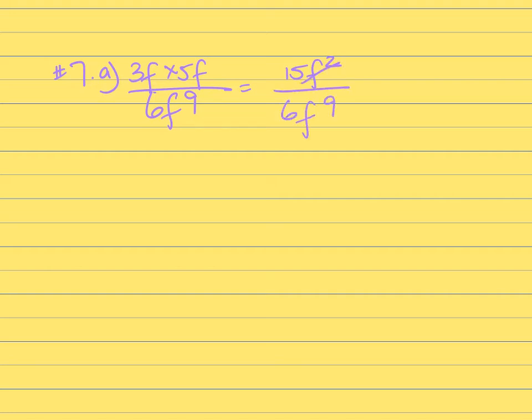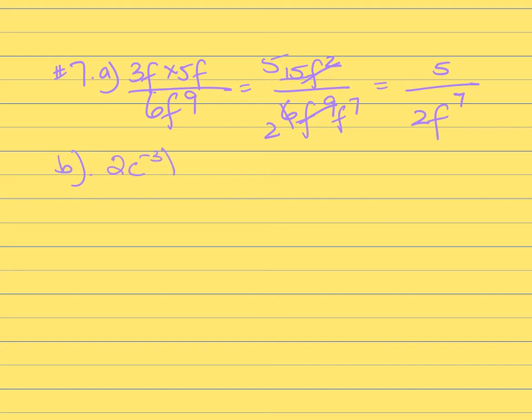Number 7. They would like us to simplify the following. So 3f multiplied by 5f all over 6f to the 9. So 3 by 5 is 15f squared all over 6f to the 9. So 2 f's will cancel with 2 of these f's and we'll be left with 7 of them. 3 into this is 2, 3 into this is 5. So we'll end up with 5 over 2f to the power of 7.